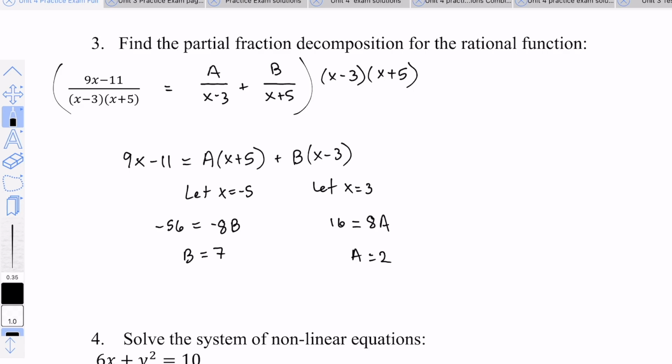So now the final step is to rewrite the partial fractions, replacing the values of a and b for what we found in this step. So this partial fraction becomes 2 over x minus 3. And this partial fraction becomes 7 over x plus 5.